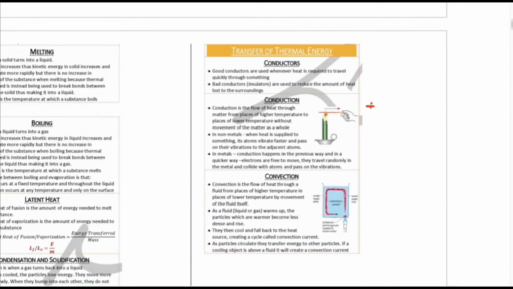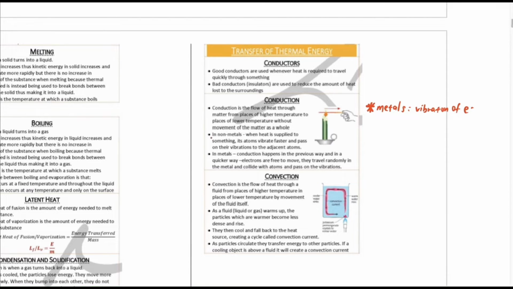So the important point here is we need to remember, for metals, the vibration of electrons causes the heat to be transferred through conduction. Vibration of electrons is the main method used to transfer heat through conduction.